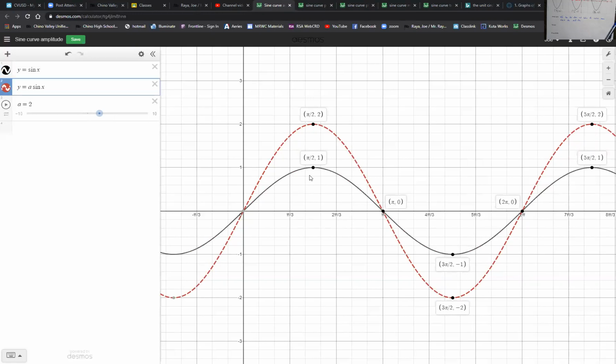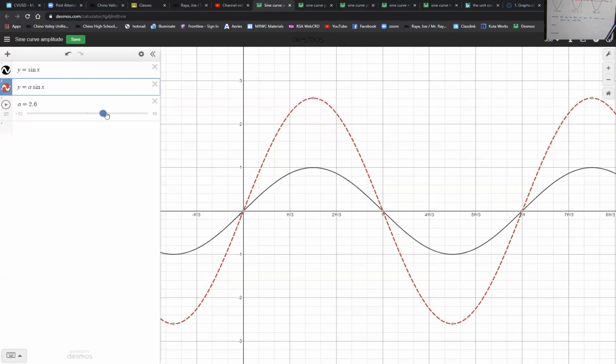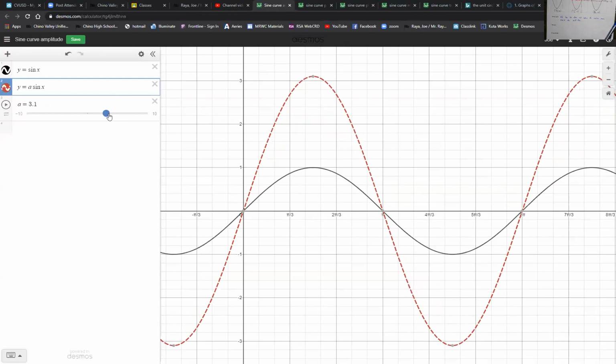You can see instead of going up to pi/2, 1, it went all the way up to pi/2, 2. And then these points, the zeros are the same. Those don't change. The only thing that's going to change is the altitudes, the maximum and minimums. That's going to take the curve with it. So I can keep going up. I can go all the way up. Let's go to 3.